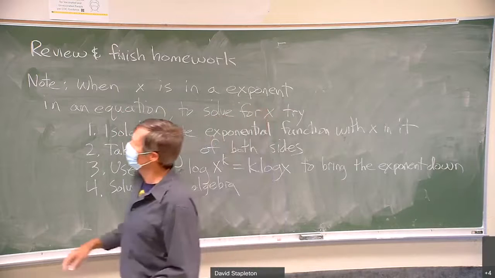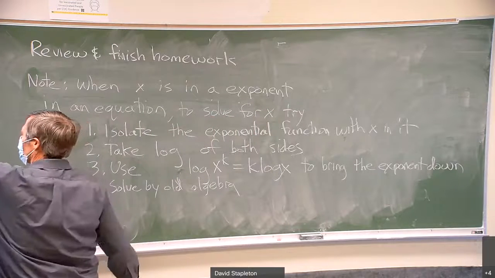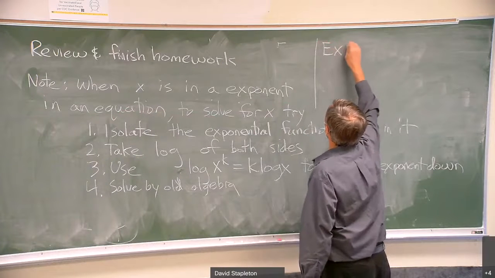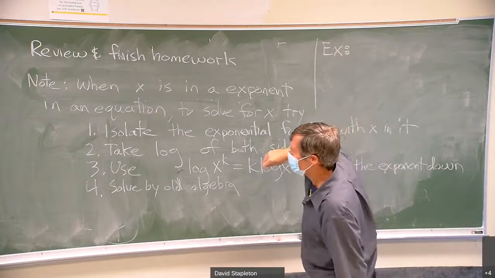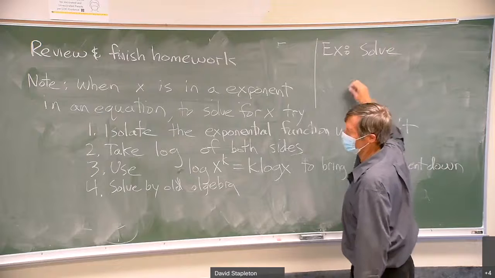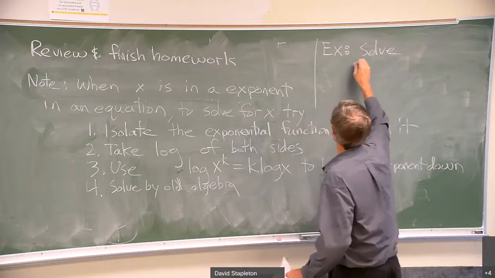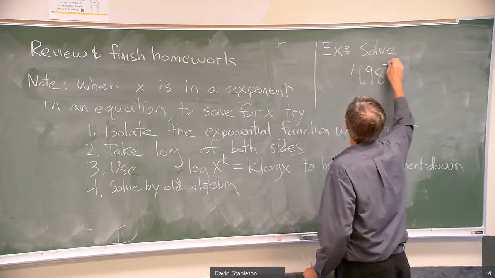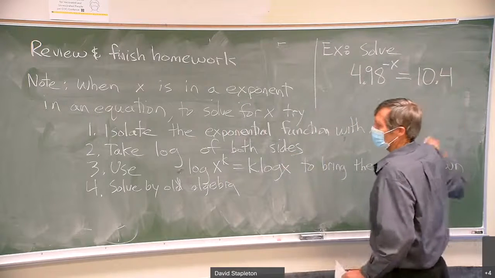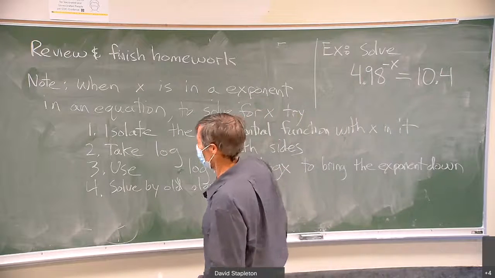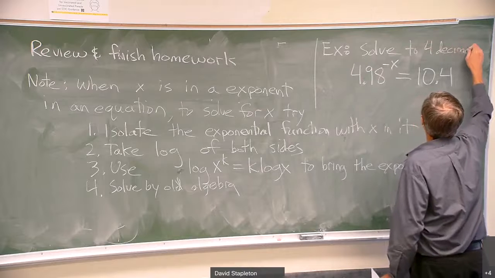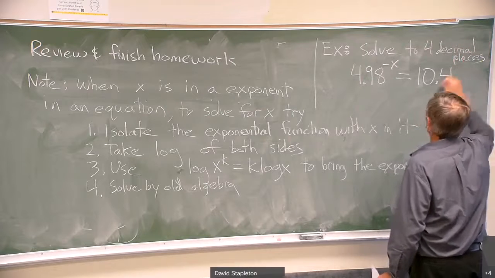I want to illustrate it with this problem of the homework questions. I want you to be able to do these for the test. Suppose I have a population, or maybe I'm doing a radioactive decay problem and I get an exponential decay that says 4.98 to the minus x equals 10.4. And I'll round this to so many decimal places. Solve to 4 decimal places. I have to round. How do I solve that?